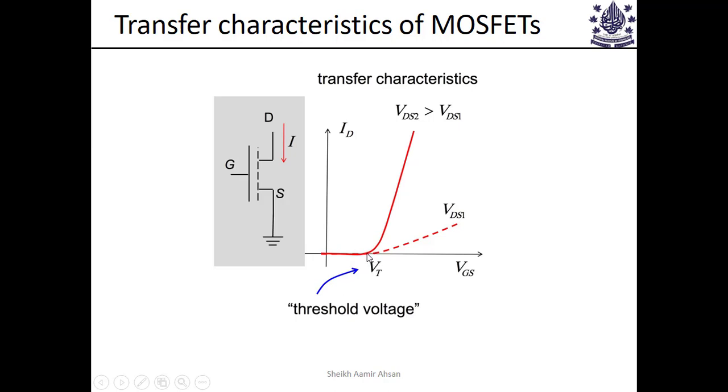Before the threshold voltage, it looks like the current is zero, but in reality it's not zero. We have some very small current, but as soon as you reach VT, the threshold voltage, the current immediately increases. Since these are for different VDS values, you'll have different current behavior for different applied VDS voltages.